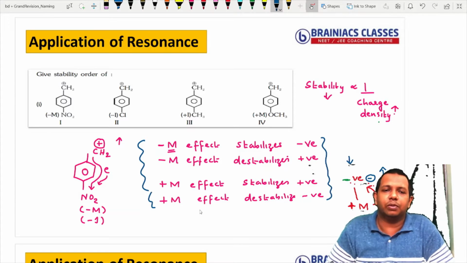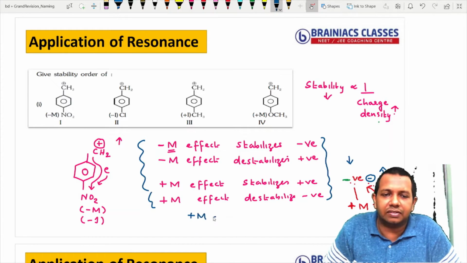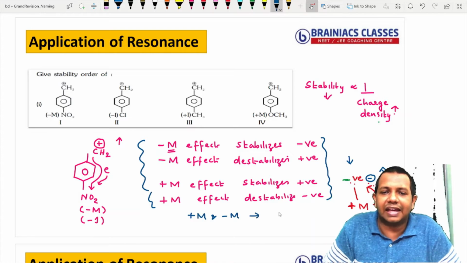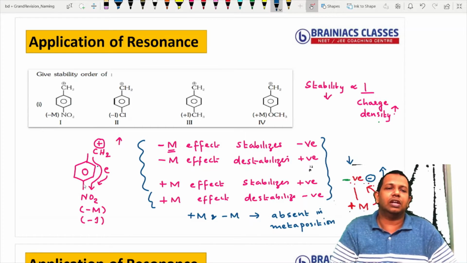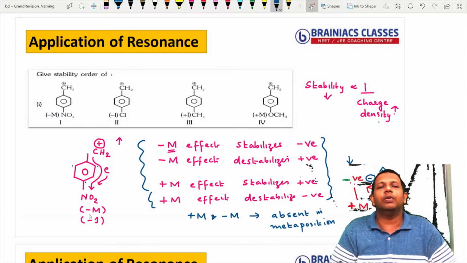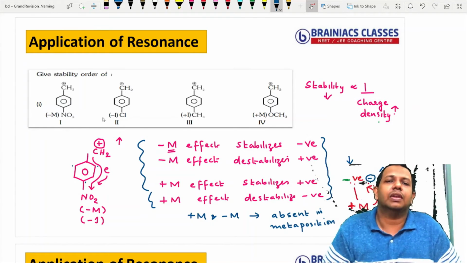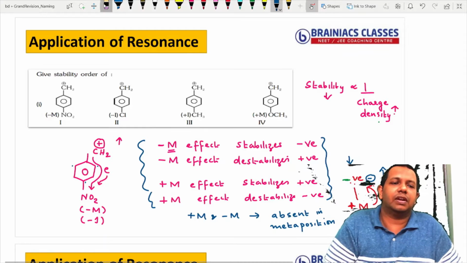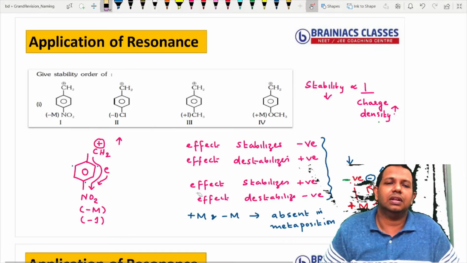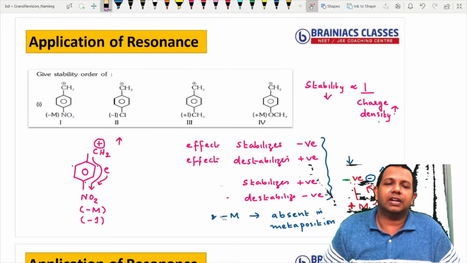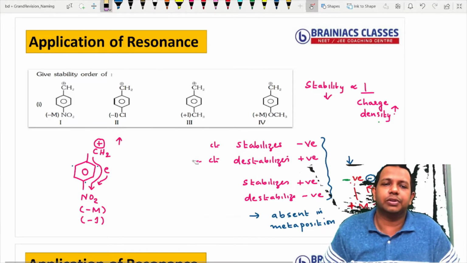And one more point you need to remember. Plus M as well as minus M effect is absent in the meta position. Why? Because when we were drawing the resonating structures, we could see the plus charge or minus charges moving from ortho, then to para, then to ortho. It is not moving to the meta position, correct? So please remember this. Now let's go to the next species. It's very important. It's a fundamental or core point you should remember.